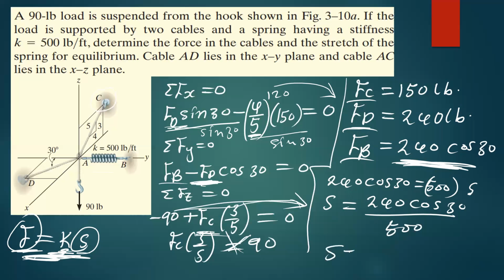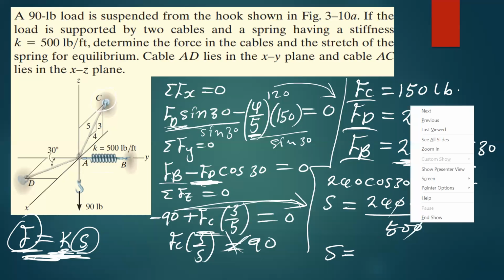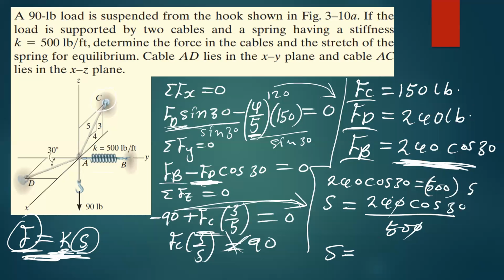So we can cancel the common factors. 2 into 24 is 12, and 2 into 250 is 125, so we have 12 over 125 times cos 30. So this is our stretch. You can use your calculator to punch in what I've written here and find the actual value for the stretch, and it's in feet.